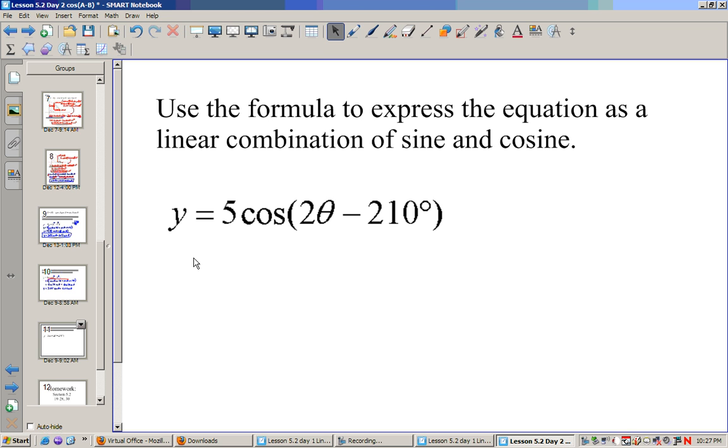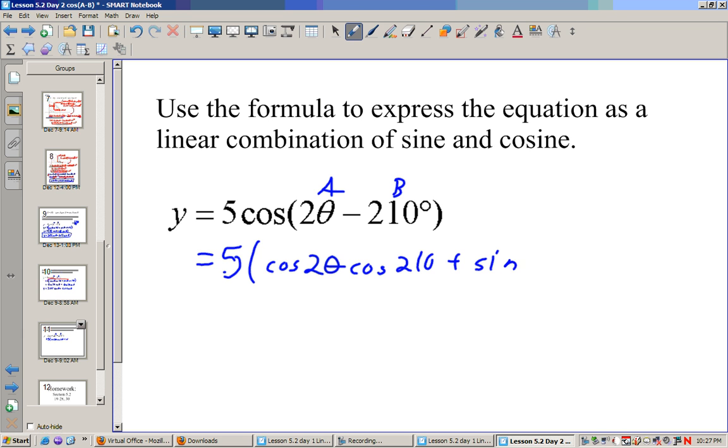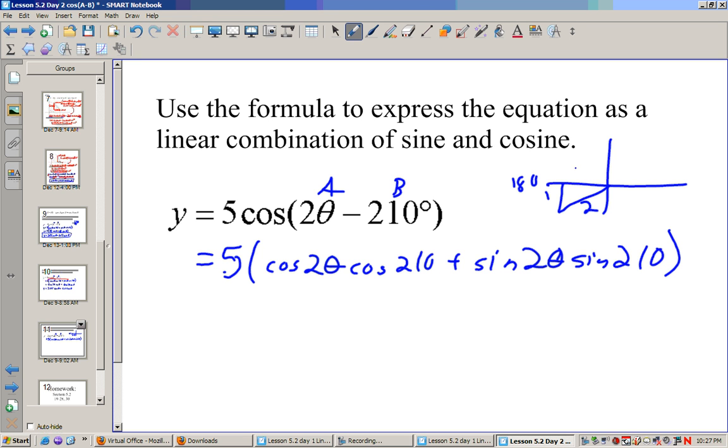Let's expand this. We have 5 cosine, this is my A and this is my B. Oops. 5 should be on the outside of the parentheses. 5, and then it's going to be cosine 2 theta cosine 210, plus sine 2 theta sine 210. Now, 210 is a nice one. It's over here. It's 30 past 180. So that's going to be 1, 2, root 3, with these two being negative.